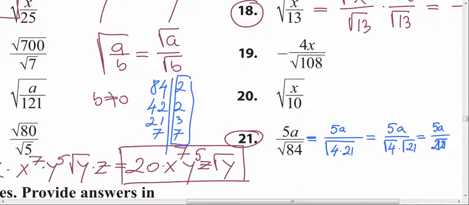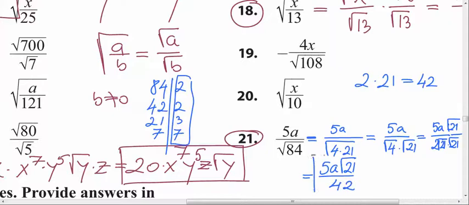Now I will rationalize this by multiplying top and bottom by square root of 21, right? The whole thing now equals 5a square root of 21 over 2 times square root 21 times square root 21, which will be 21. I have 2 times 21, which gives me 42, and I am done. Okay, 42 and 5 don't have any common factor, and that's the end of it for this problem. Make sense?